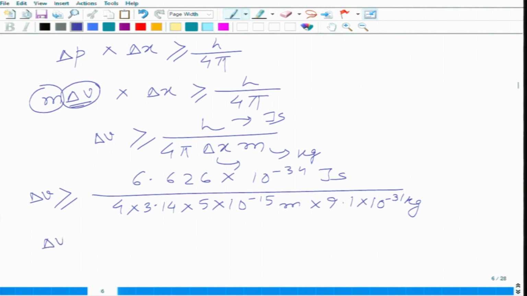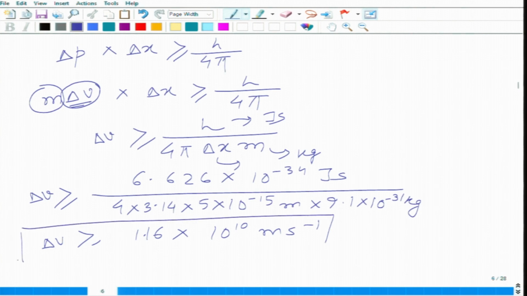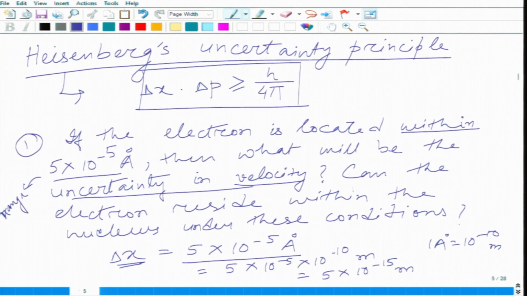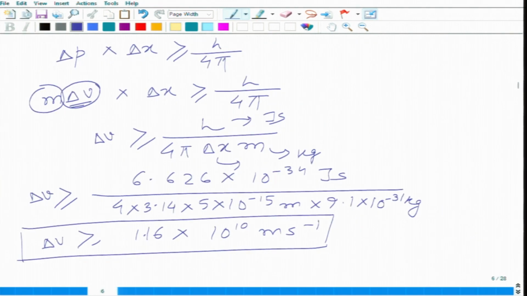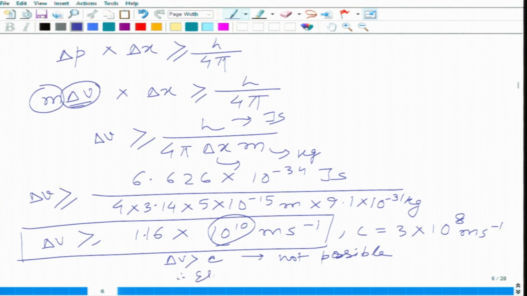Okay. So delta v will come as 1.16 into 10 to the power 10 meter per second. This will be the uncertainty in velocity. Now the second part of the question was, can the electron reside within the nucleus under these conditions? Uncertainty in velocity is this, and we know that the velocity of light is 3 into 10 to the power 8 meter per second, and here it is 10 to the power 10. So the uncertainty in velocity is greater than the velocity of light, which is not possible. So this condition is totally hypothetical. Therefore, the electron cannot reside in the nucleus.